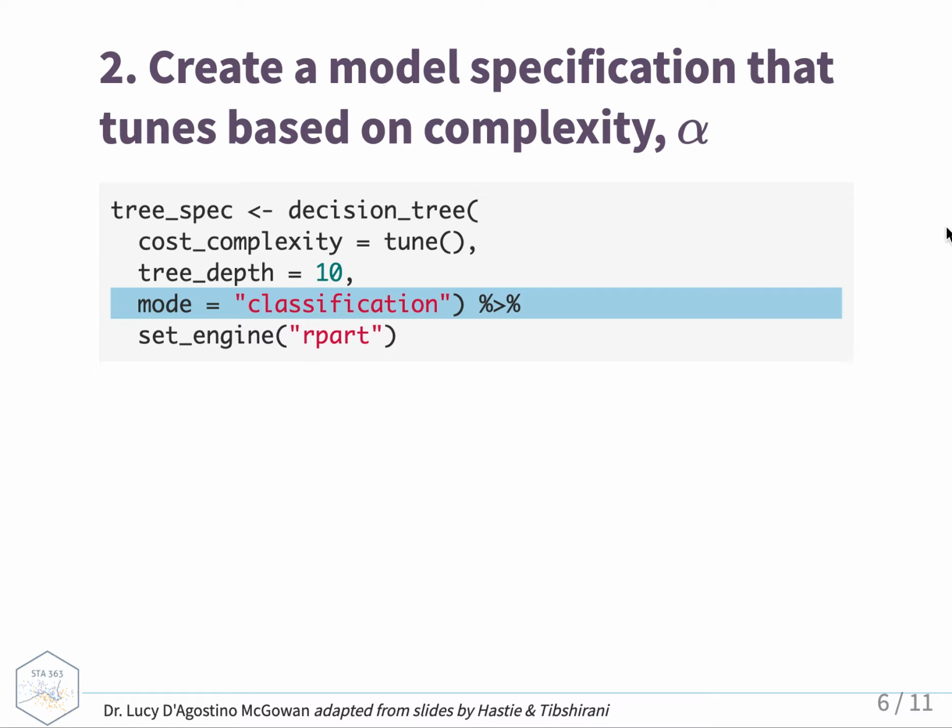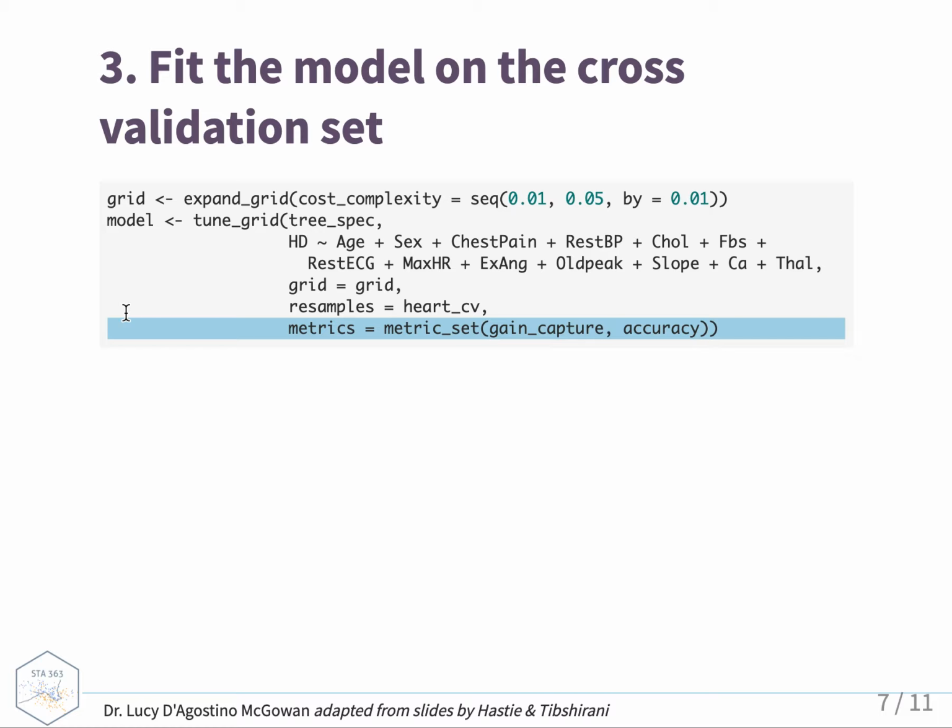Now I'm going to create a model specification that's going to tune based on complexity, alpha, similar to what we were doing before. This tree specification is going to look exactly like our previous one, except now our mode, instead of being regression, is going to be classification. And now I'm going to fit the model based on the cross-validation set. Here I'm still using tune_grid. I'm using that tree specification that I just specified where I've set the mode to classification. I have my model, and here HD is my outcome of interest. And I've got my 13 predictors here that I'm using to predict that outcome.